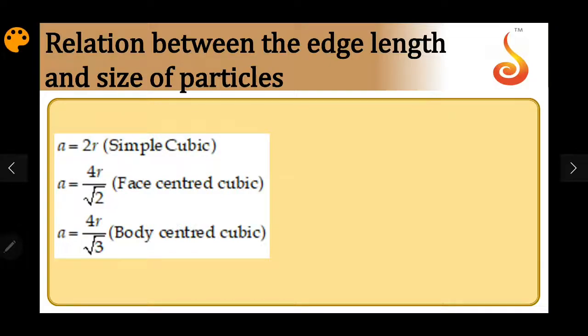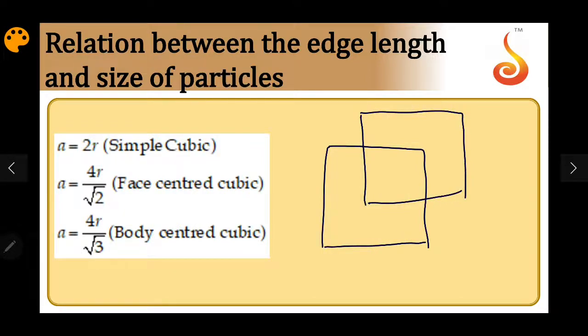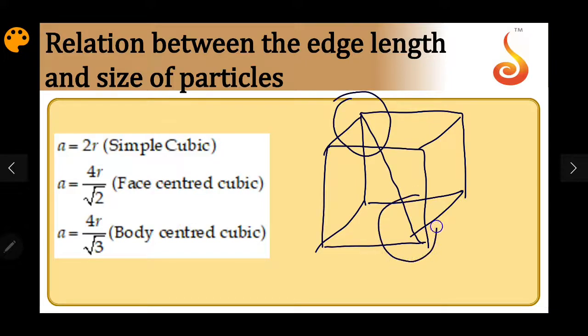BCC, they are in contact along the body diagonal. If I take this as the body diagonal, one particle here, one particle here, and a particle is going to be here. So this is 4r again. 4r is equal to root 3 a, or a is equal to 4r by root 3. That is how we can determine the relation between edge length and size of the particles.